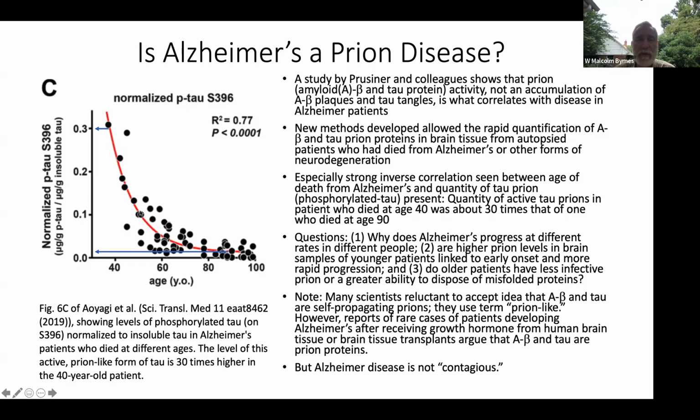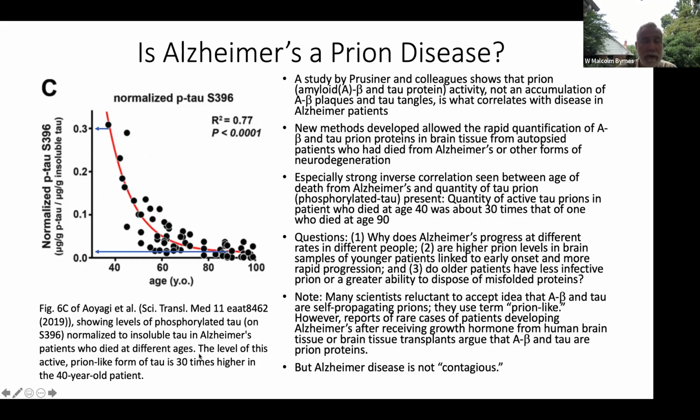Now, people at age 40 shouldn't be dying of Alzheimer's, right? And if they are, then that means that they have a particularly bad form of it. And what this is showing is that in the form of Alzheimer's that was particularly bad and which had a very early onset, there was a high level of this tau prion protein. That's shown in this graph here, where we have different patients who died at different ages, and then the level of phosphorylated tau normalized to insoluble tau in these Alzheimer's patients' brains.